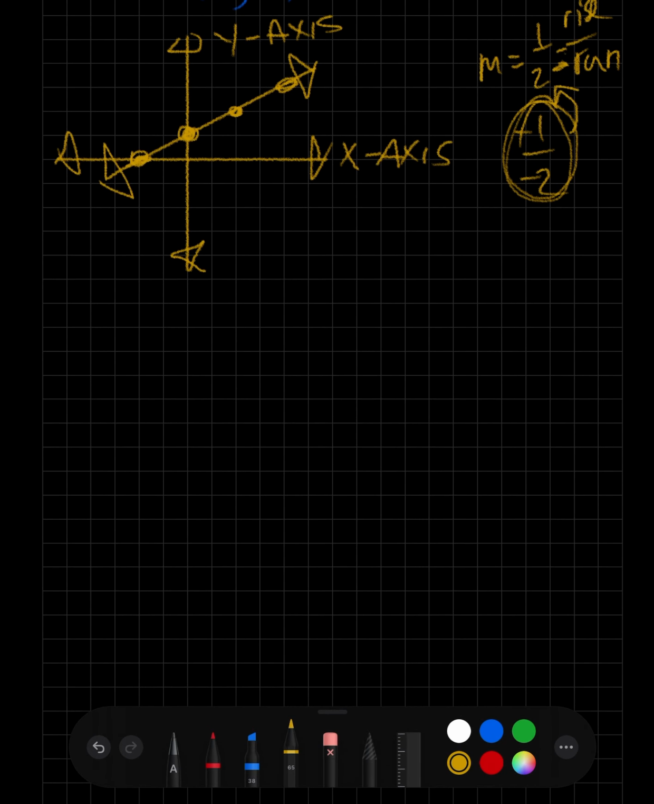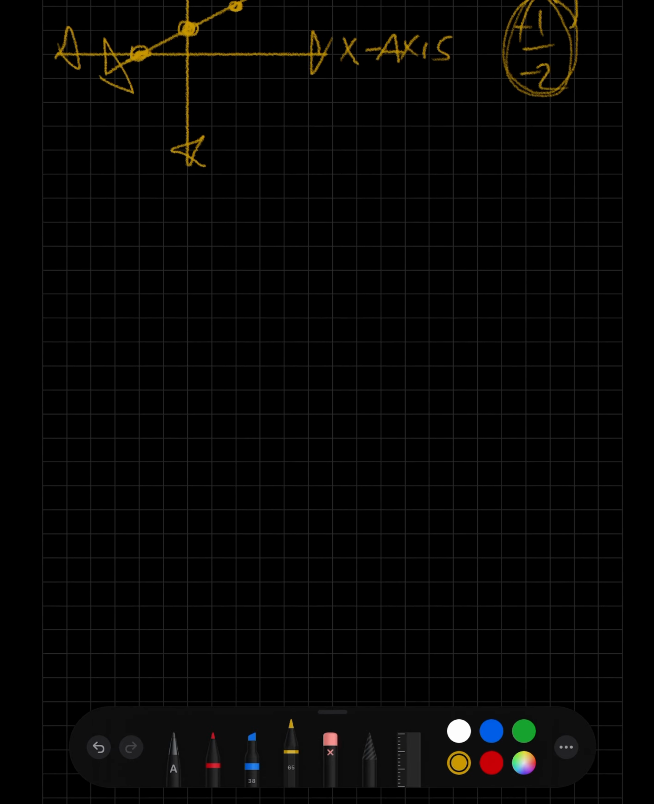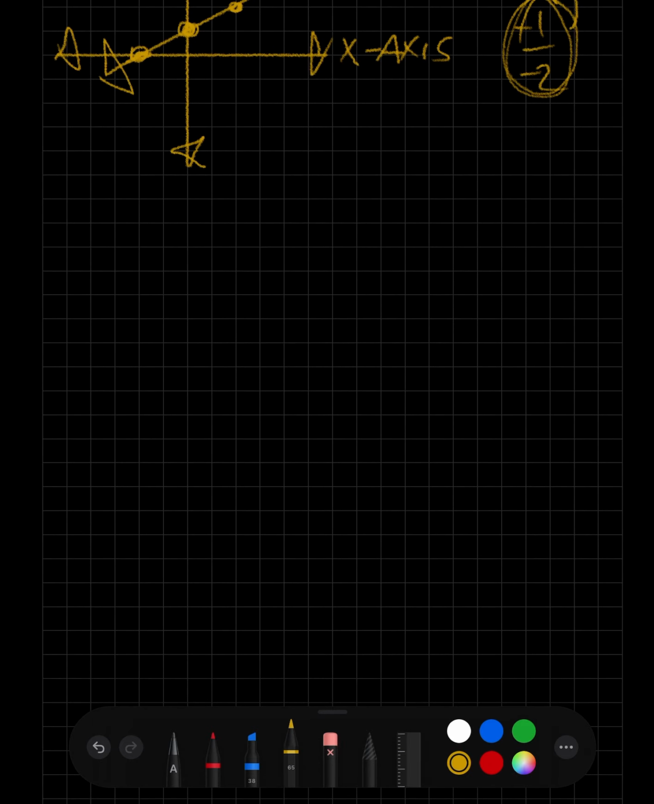And that's how you graph a line. Those are both methods for graphing a line that we're going to do. In the next video, I'm going to show you how to write the equation for a function from the graph. And we're going to talk a little bit in the following video after that about parallel and perpendicular lines.